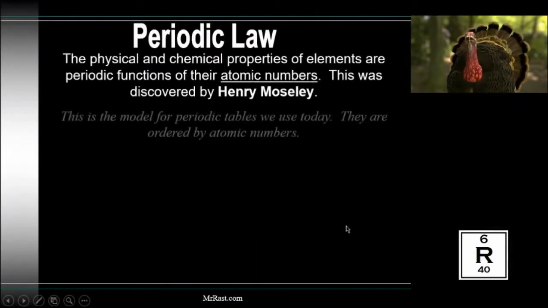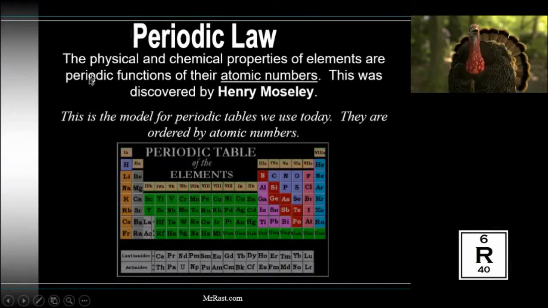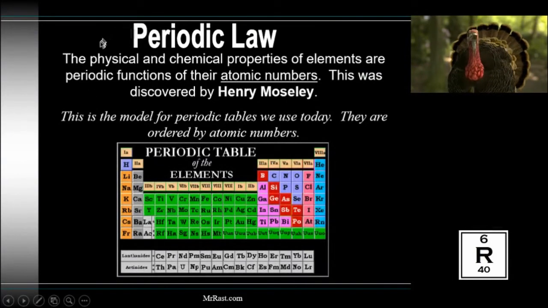All right. Later, Henry Moseley designed periodic tables based off of periodic law. The physical and chemical properties of elements are periodic functions of their atomic number, not the atomic mass, the atomic number, which is the amount of protons. This was discovered by Henry Moseley. This is the model for periodic tables we use today. They are ordered by atomic number.